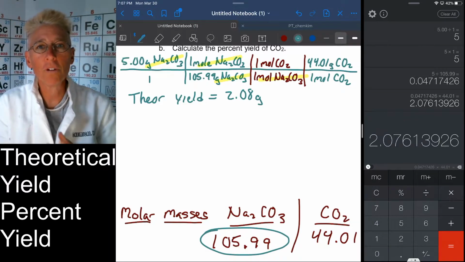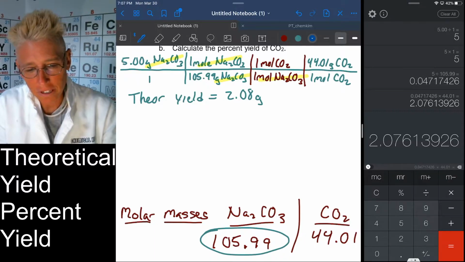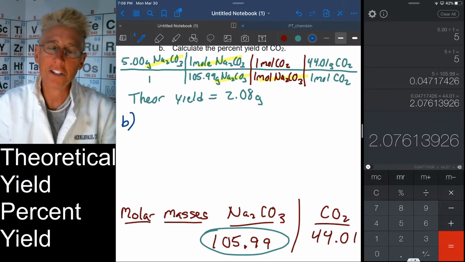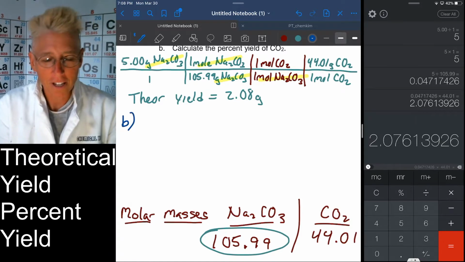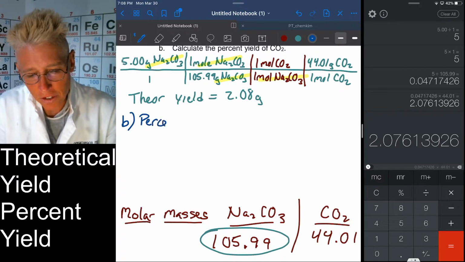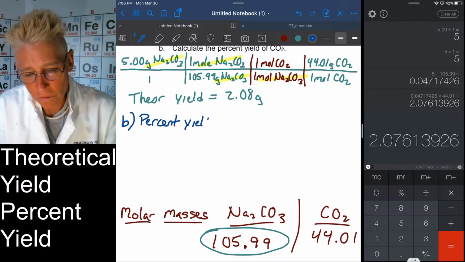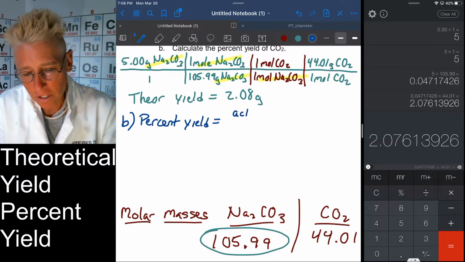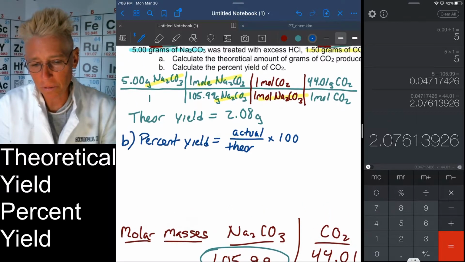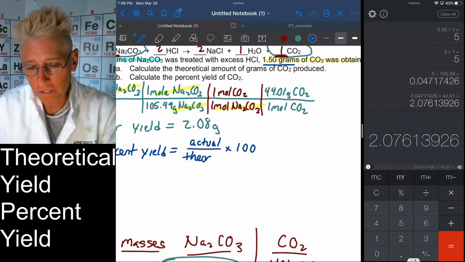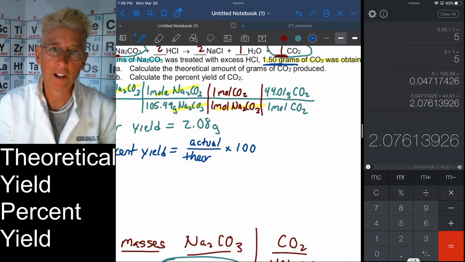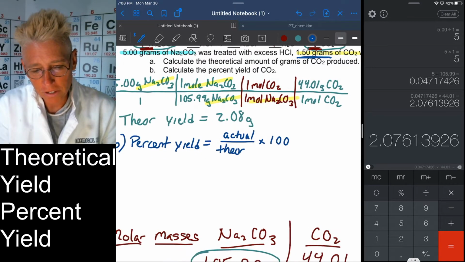Okay? So with that, I can move on to letter B, and letter B is determining the percent yield. This really does determine this percent yield on how well the experiment was performed. So the calculation for percent yield looks like this. To do percent yield, we're going to take the actual yield divided by the theoretical yield, and then we'll multiply it by 100. The actual yield, like I said, was determined by experiment. So if you did the experiment, you would obtain that actual yield. But the problem lets us know that the actual yield was 1.50. So I'm going to use that to determine the percent yield.